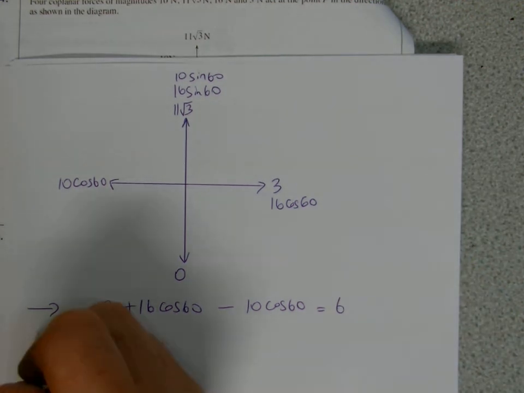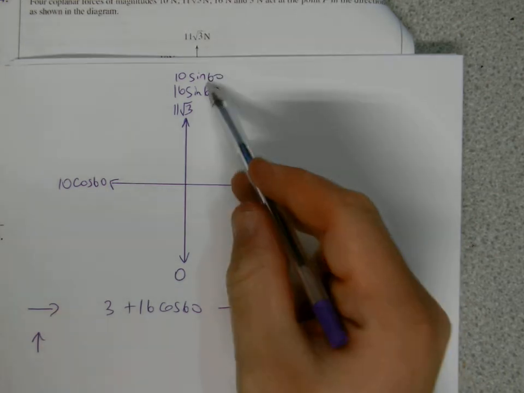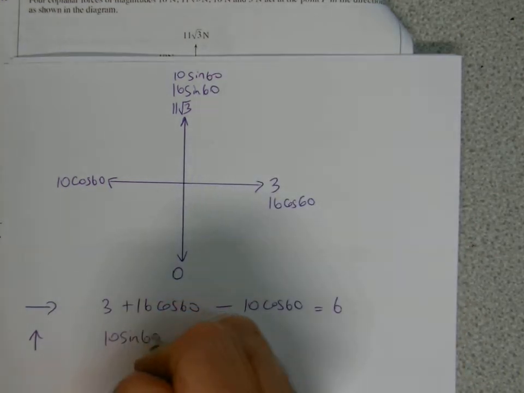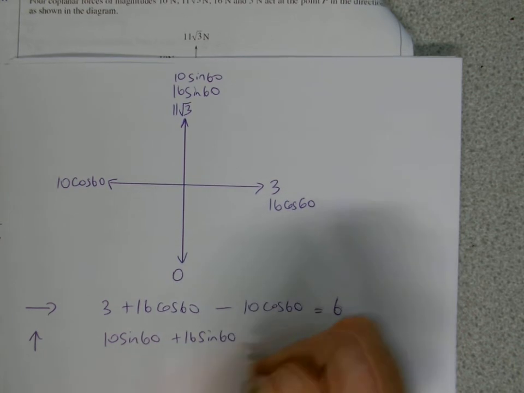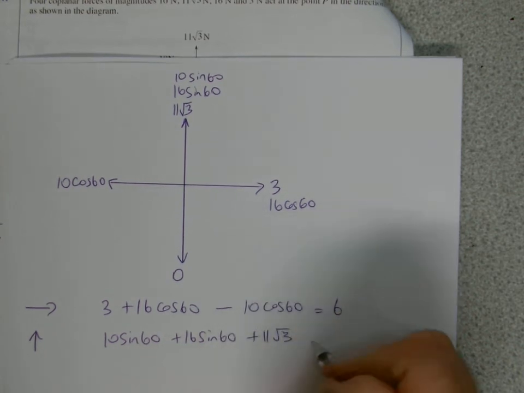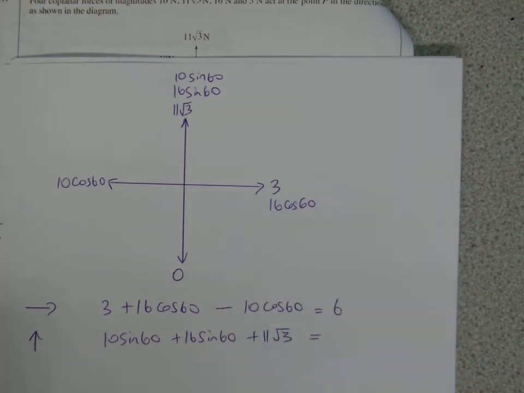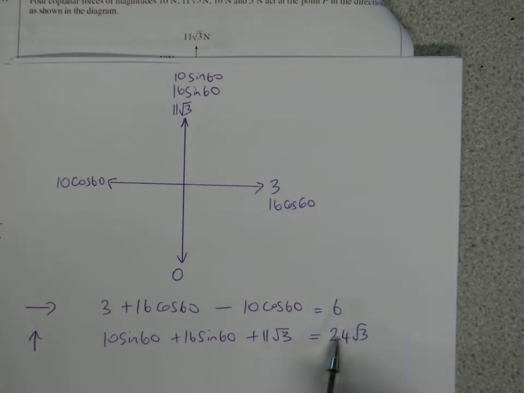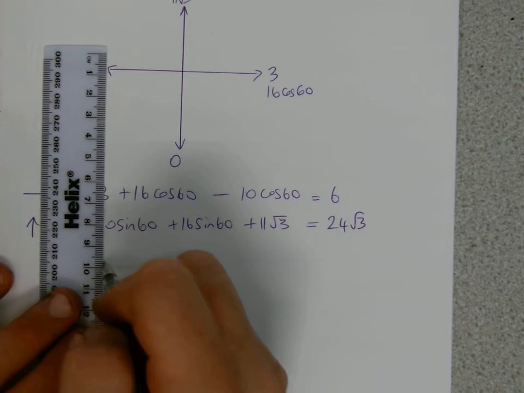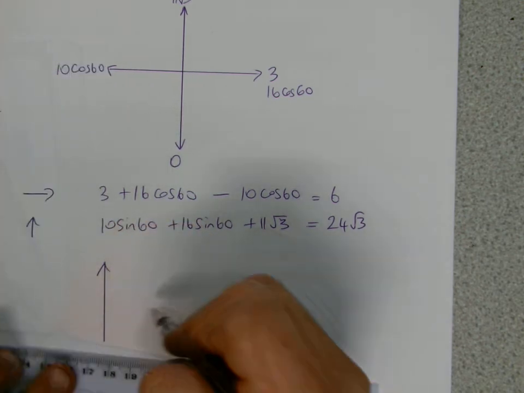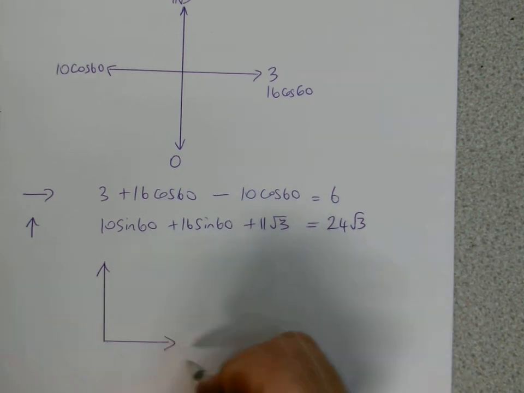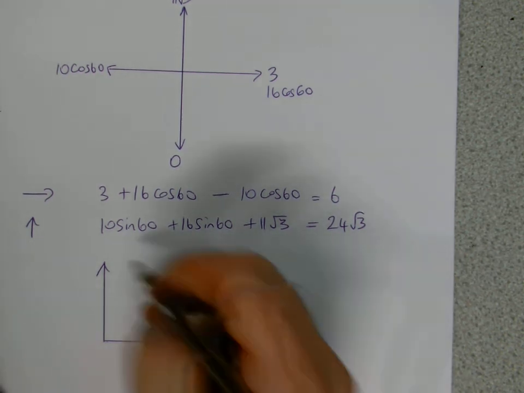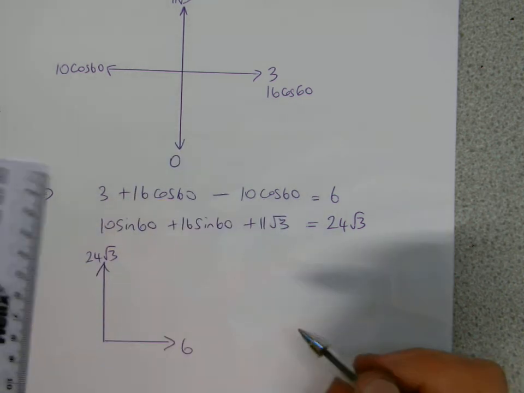Exactly. And then in the y direction, you've got all these forces here: 10 sine 60 plus 16 sine 60 plus 11 root 3, and it's take away nothing, because there's nothing going in the opposite direction. So that would be 26 sine 60 plus 11 root 3, and we get 24 root 3. So all positive. So when I do my overall view of these forces, I've got 6 going in the x direction and 24 root 3 going in the y direction.